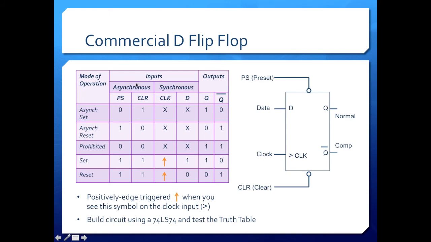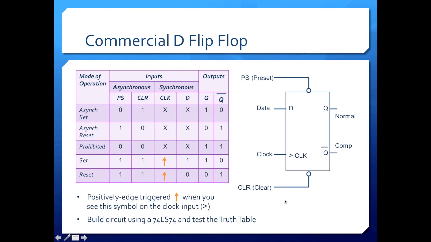The first thing I would test is to put both set and reset to 1, so put them to positive. And then check to see that it works in the synchronous mode with your clock, with your 555 timer. And then next I would test this asynchronous set and asynchronous reset to be sure that they both work, and also try the prohibited state.